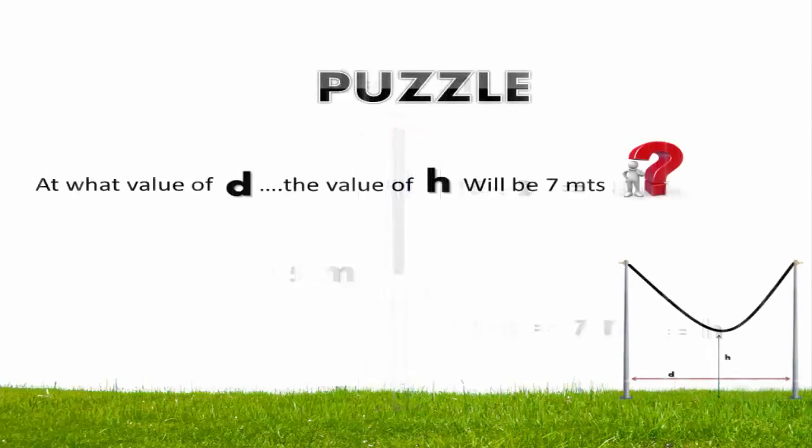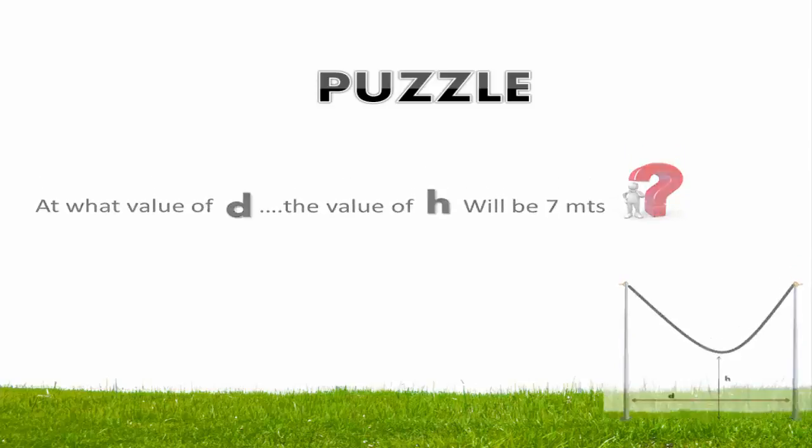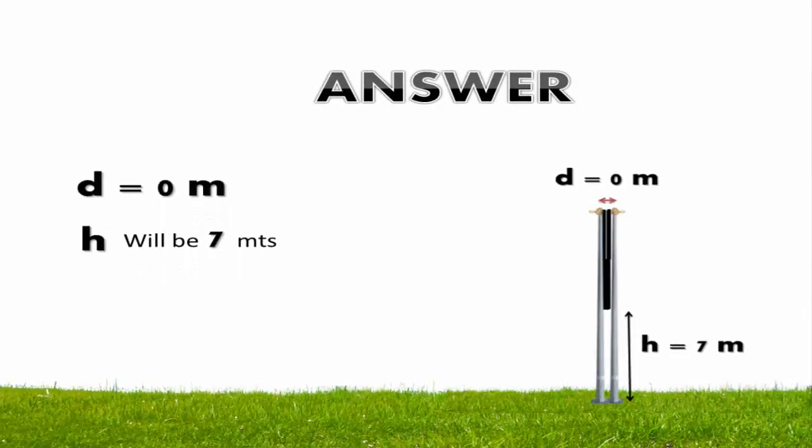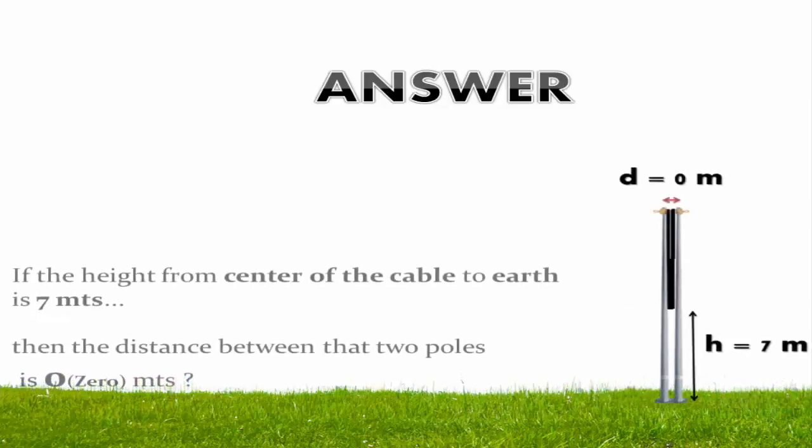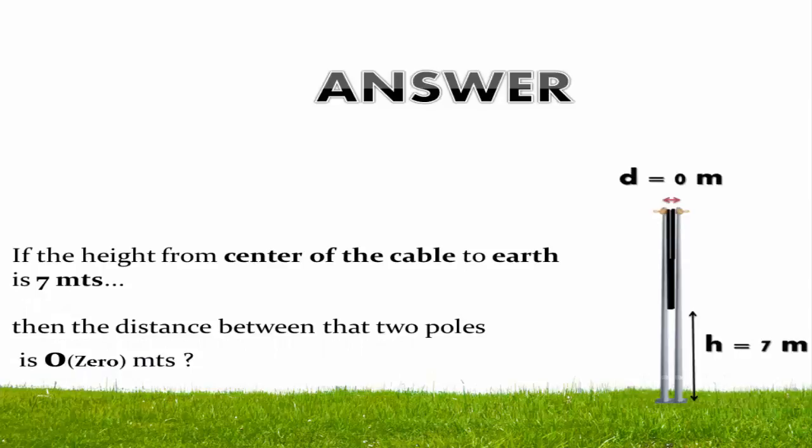And the puzzle was, at what value of d will the value of h be 7 meters. So we can say the answer is: if the height from the center of the cable to earth is 7 meters, then the distance between the two poles is 0 meters.